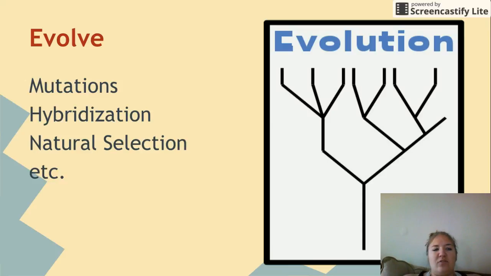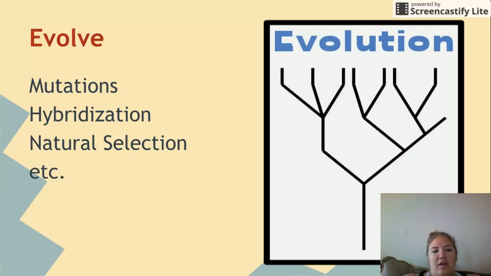And the last one is evolution, or evolve. So all organisms are capable of evolving, whether that's through a mutation, through hybridization, or through natural selection. All organisms can evolve. Mutations could be insertions or deletions within the DNA.